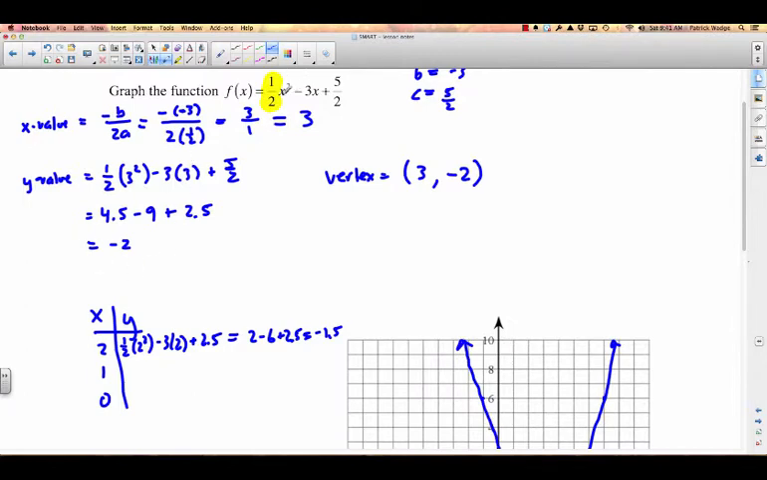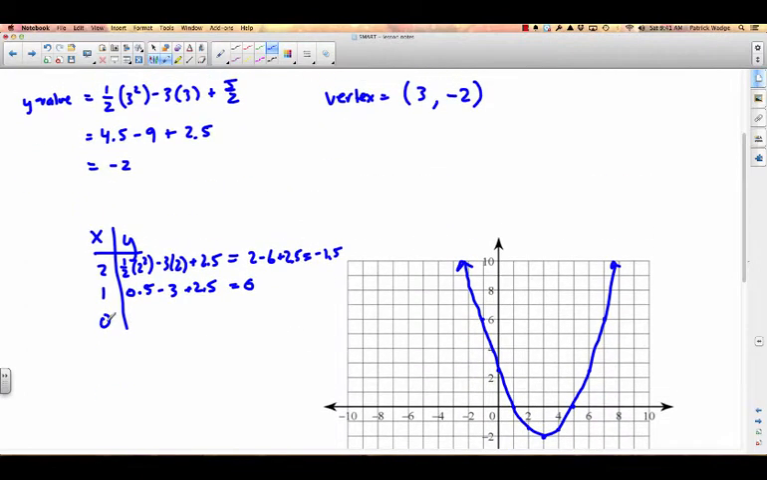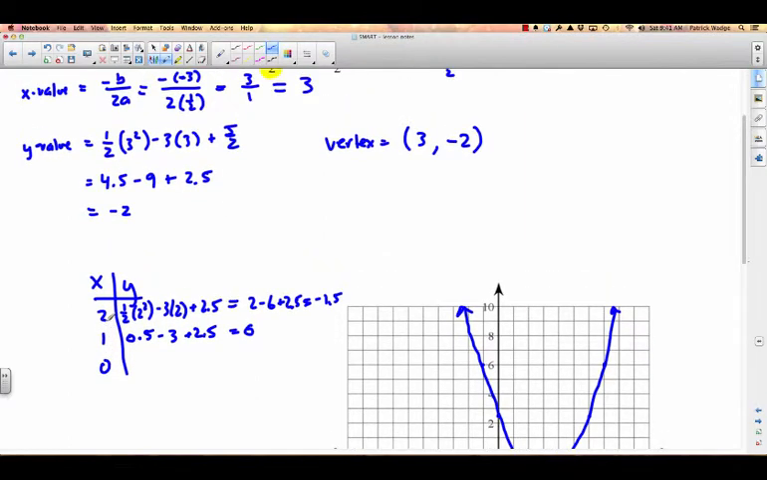If you put 1 in there, you get the same sort of thing. Put 1 in there. 1 squared is still 1. Times 1/2 is just 1/2, 0.5. 3 times 1 is just 3, so minus 3. And then plus 2.5. So 0.5 take away 3 is negative 2.5, plus 2.5 is 0. So there should be a point at 1, 0, and there is. This point here, the 0, remember sometimes I told you that it's useful to find the y-intercepts or x-intercepts.